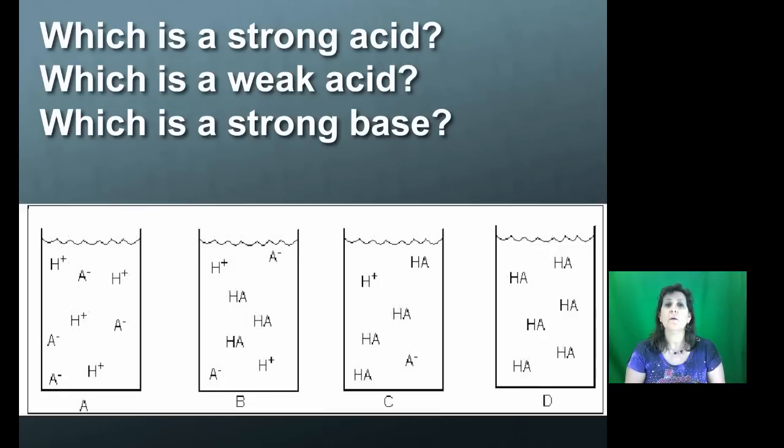Both B and C could represent a weak acid because we have HA bonded together and then we just have 1 or 2 apart. Most of it is bonded together. HA, HA, HA, HA. Only 1 or 2 is apart, H plus, A minus. So again, H plus makes it an acid. The fact that most of it is together, HA, makes it weak.